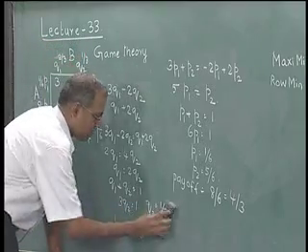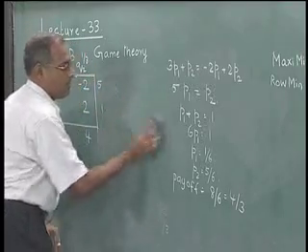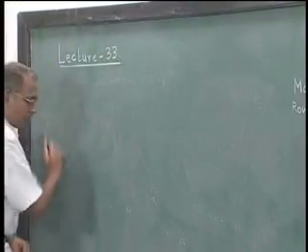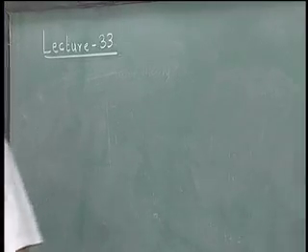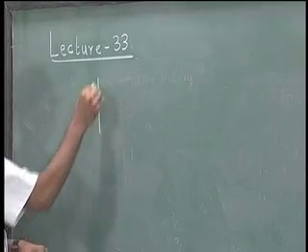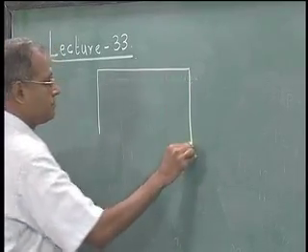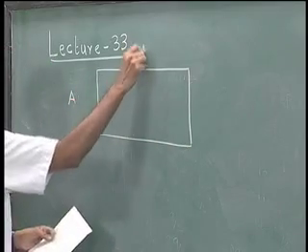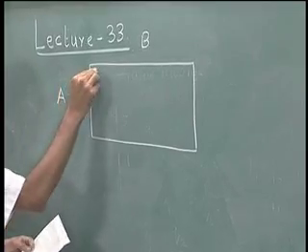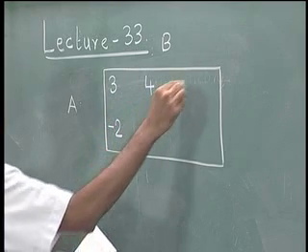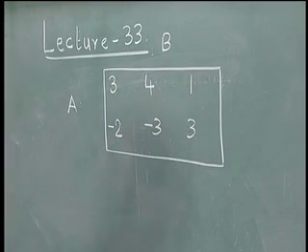Now, the next thing that we will do is look at a problem which does not have a saddle point, and at the same time has more than 2 strategies for A or B. So, let us look at another example. Let us look at a game where A has 2 strategies and B has 3: 3, minus 2, 4, minus 3, 1 and 3. Let us look at this game and try to see what happens.